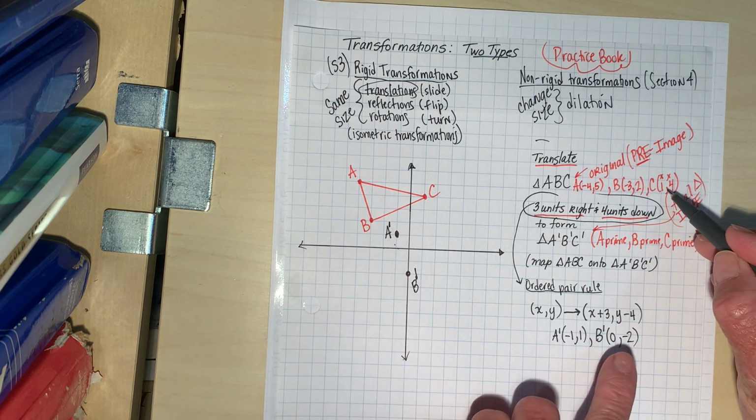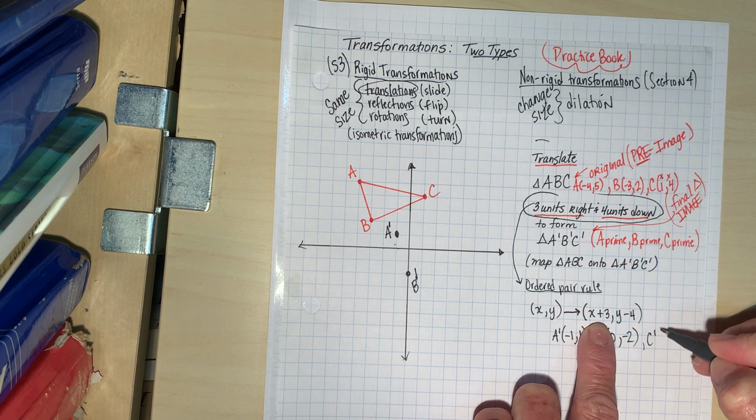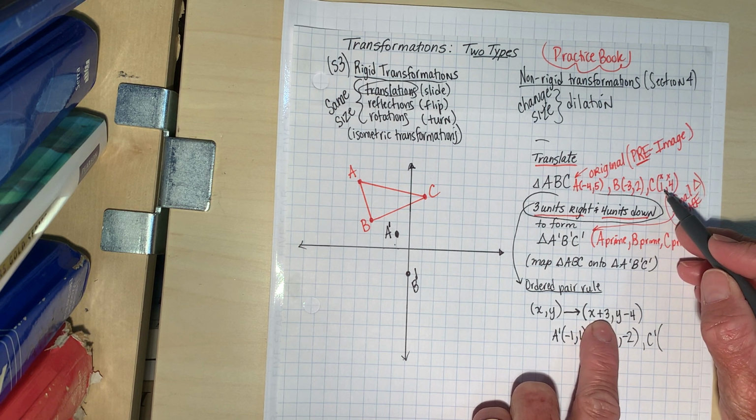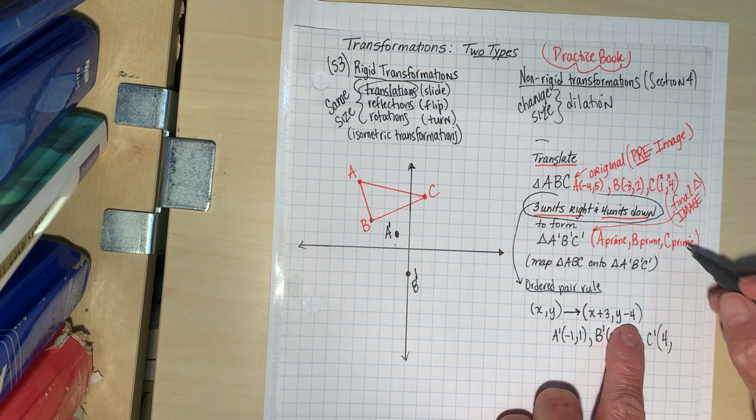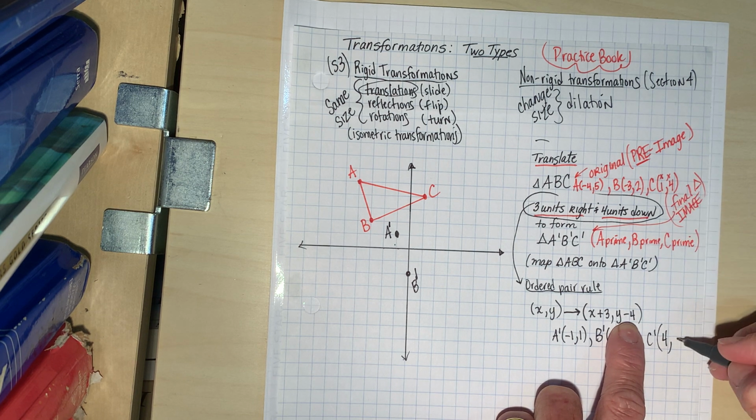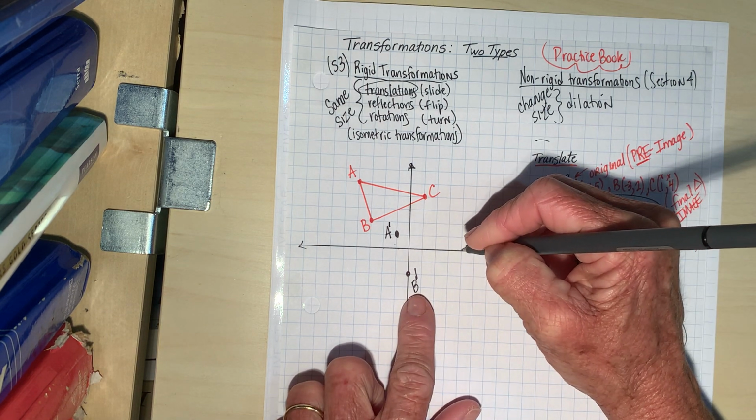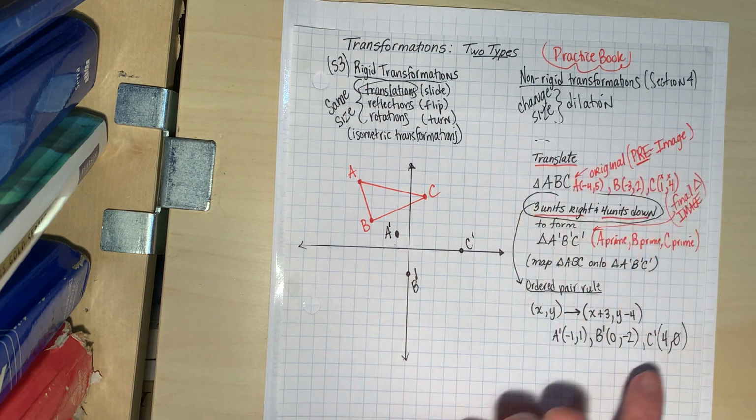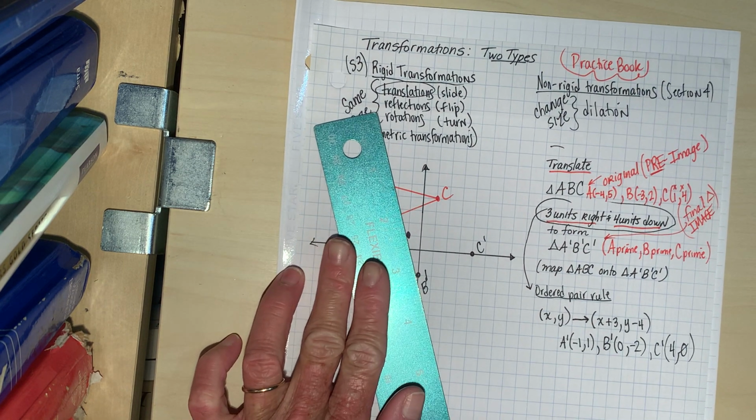Okay, so let's do the same thing with C. C is at 1, 4. So C prime will be add 3 to the x-coordinate, 1 + 3, that'll be at 4, and we're going to subtract 4 from the y-coordinate, and the y-coordinate is 4. 4 minus 4 is going to leave us with 0. So C prime is over here on the x-axis at the ordered pair 4, 0. Let's go ahead and draw it.